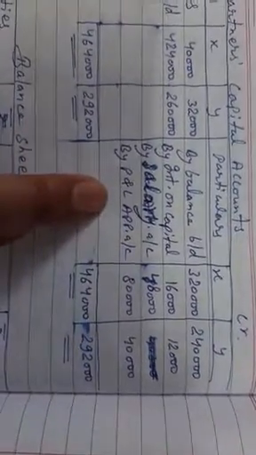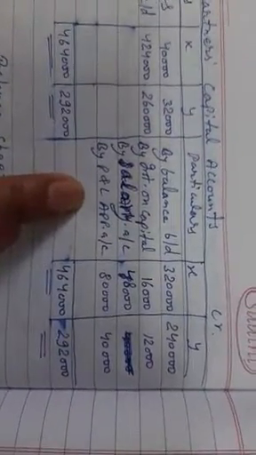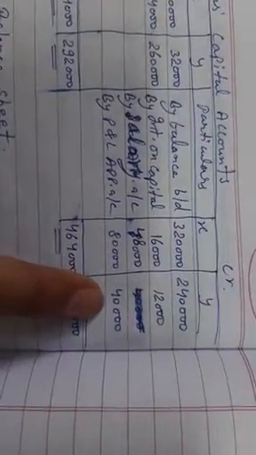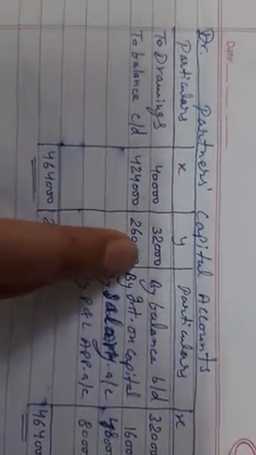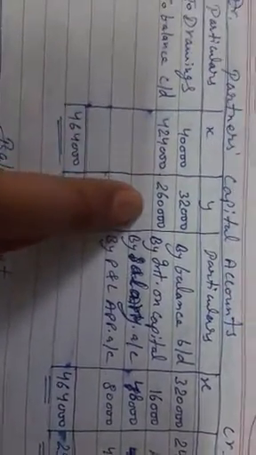Then the profit distributed among the partners, the remaining or residual profit of the profit and loss appropriation account, 80,000 and 40,000, by profit and loss appropriation account. Then as given in the trial balance, to drawings 40,000 and 32,000, and to balance carried down. After balancing it, you will get 4,24,000 for X and 2,60,000 for Y.